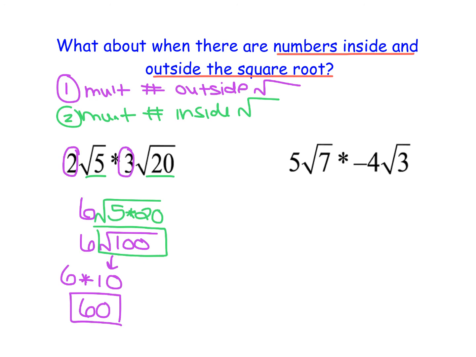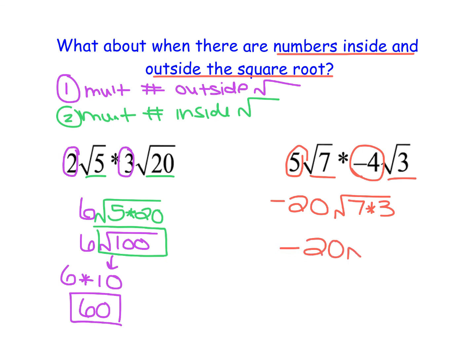Now if I look at that second example over there, I'm going to go through that same process. Multiply the numbers on the outside of the square root. So I have 5 times negative 4, which is negative 20. I then have numbers underneath the square root of 7 and 3. So I multiply 7 times 3, which I then know I can rewrite as the square root of 21. And I know if I try to use my calculator, the square root of 21 is not a number that I can easily square root. It's a crazy decimal. So I'm actually just going to leave my answer as is.